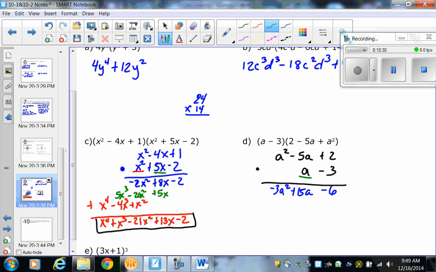Then if I do my a times 2 is 2a. That's going to give me negative 5a squared and positive a to the third. So if I add them together, the answer would be a to the third, negative 8a squared plus 17a minus 6.